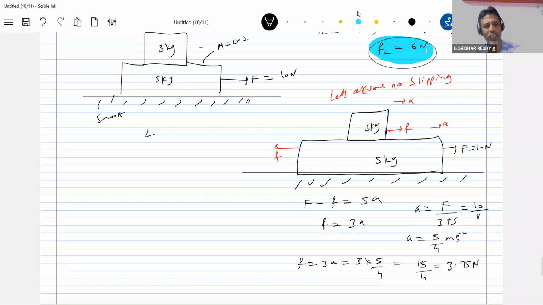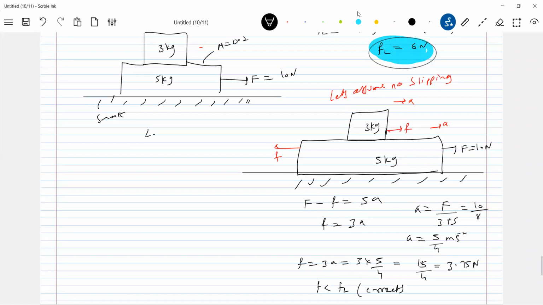What I should conclude here is: I assumed no slipping occurs, static friction, and look at the value. It is less than FL. So what we assumed is right or wrong? Yes, correct. If you get f greater than FL, then what you assumed is wrong. What you assumed is no slipping. In fact, slipping will occur.